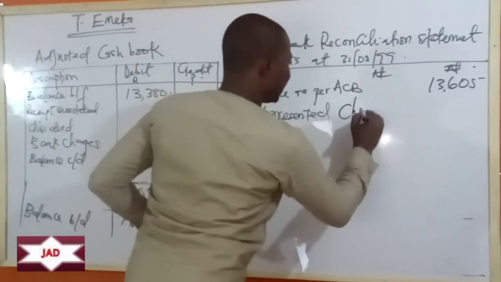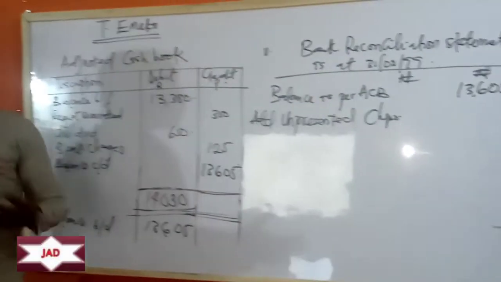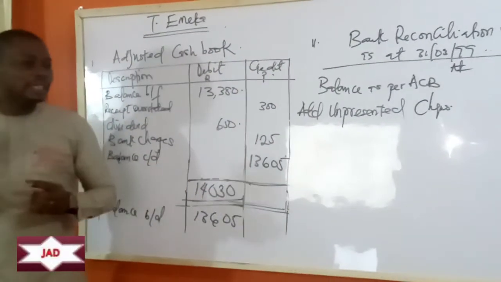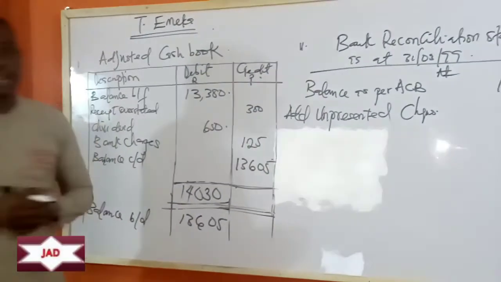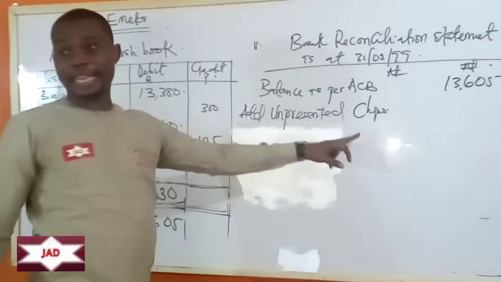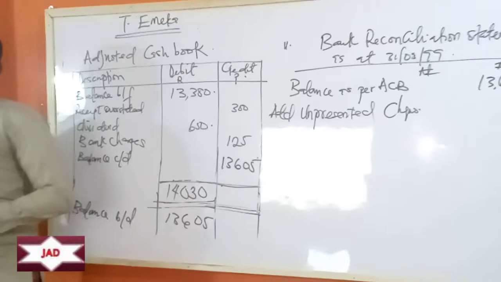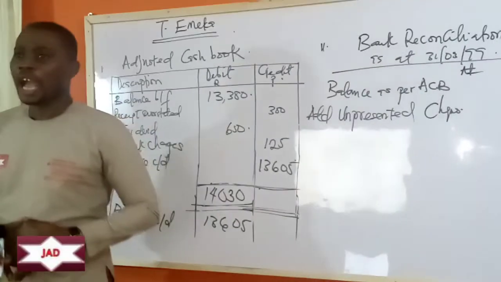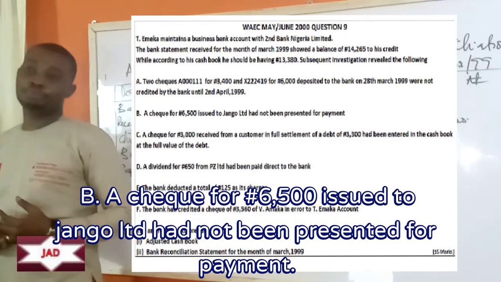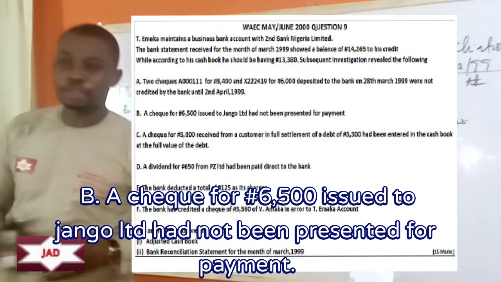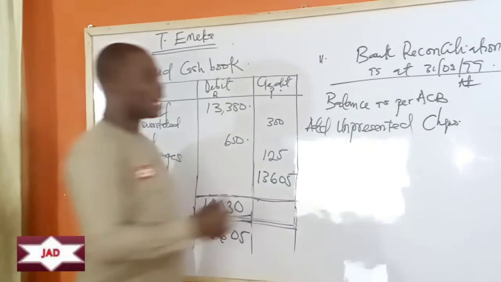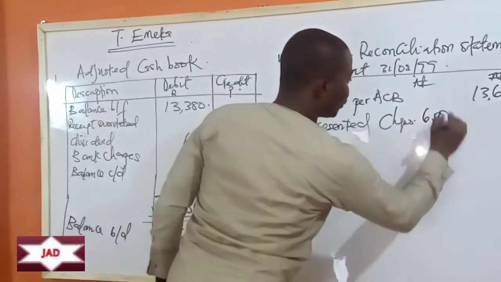So what do we have? Add unpresented checks. So unpresented checks. What are unpresented checks? They are checks that the business has issued towards vendors or individuals, but at the time we are reconciling, they have not taken the check to the bank. So that might not really reflect in the bank statement. So what is the unpresented check here? The question is saying that a check for 6,500, that's B now, investigation review B, a check for 6,500 issued to Django Limited had not been presented for payment. So we have 6,500.